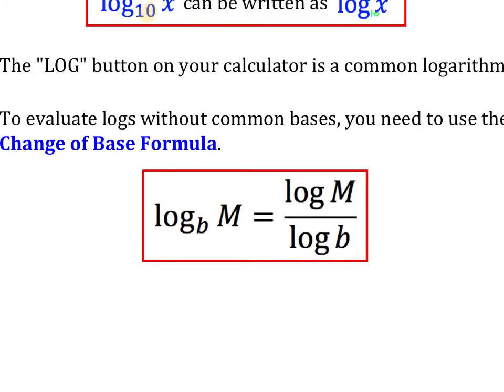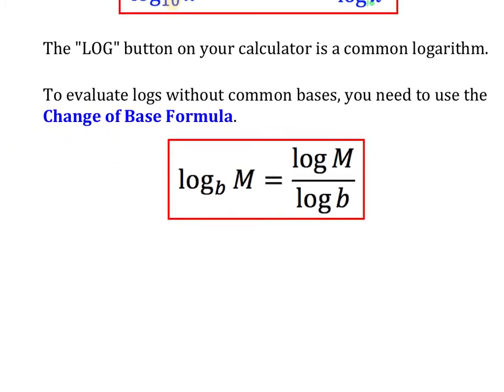Now here is the formula. Again, if you remember nothing else from today, please remember this. If you have log base b, and b is anything, of m, that is equal to common log m over common log b. So remember, common logs have an assumed base of 10, which means our calculators know how to handle it. Common log m, common log b.